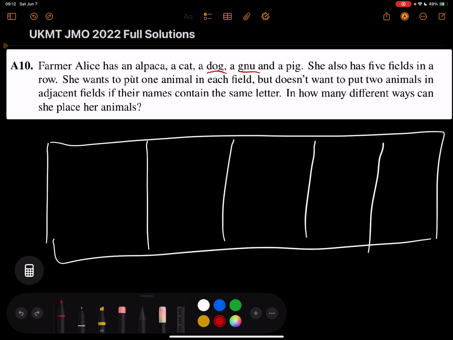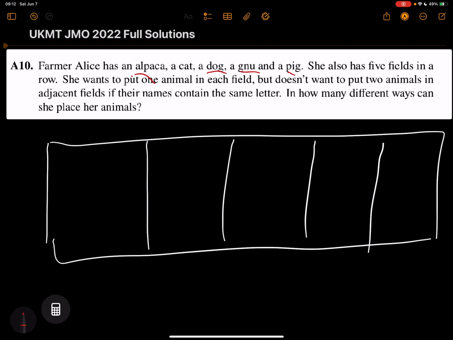Observe, alpaca and pig, as I've said earlier, have a P in common. So the pig has to be away from the alpaca. But then there's the cat, so the alpaca cannot be next to the cat or the pig, right? So we can just do a bit of arrangement. So that's the cat, that's the pig, and that's the alpaca.